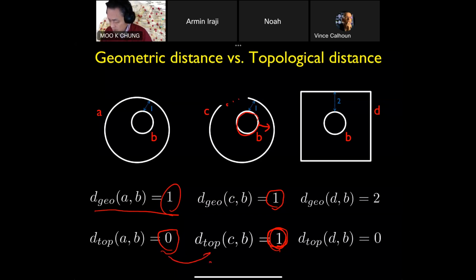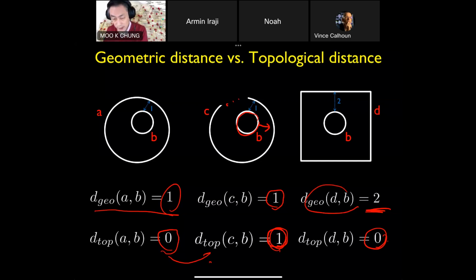Now, if I change this circle into a square, you can always deform a circle to a square through deformation. That means the distance should still be the same, while the geometric distance will be the shortest distance. I hope you understand the difference between topological distance and geometric distance. Topological distance will do something geometric distance cannot possibly do.